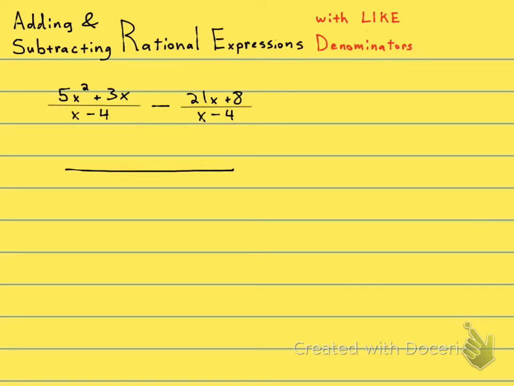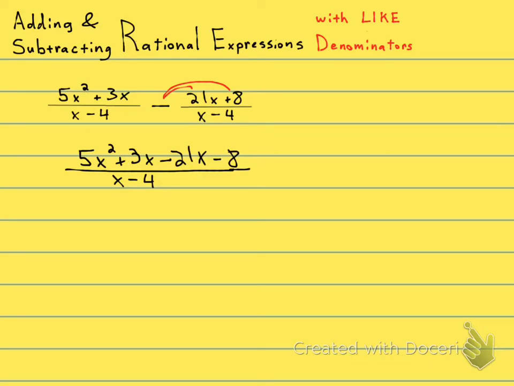Reminding you that we are subtracting both of these terms. So not only is this going to be a minus 21x, but we are also subtracting the 8. Okay, so that is going to end up being a minus 8. Let's put them together all over one common denominator of x minus 4. My numerator is going to be 5x squared plus 3x, right, minus 21x, and then minus 8.